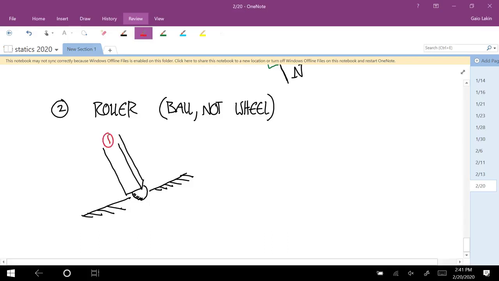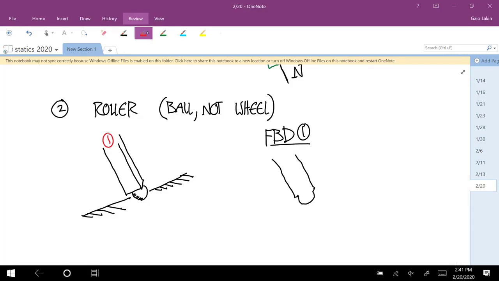So if this is body one, again, free body diagram. If this is the surface, the force is a normal force perpendicular to the surface. Okay, so those are the two types of joints that bring one variable into Newton's laws.